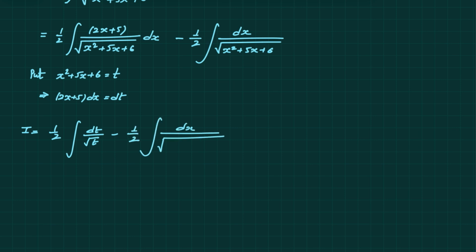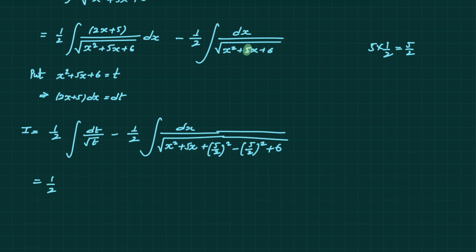where there is x square plus 5x, and since the coefficient of x is 5, so 5 into 1 by 2 is 5 by 2, so we will add and subtract the square of 5 by 2, and there is 6 at last, equals 1 by 2.